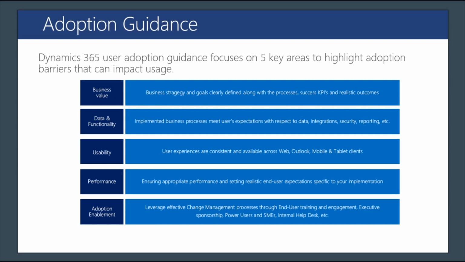And then lastly, the last key area is how do you enable adoption enablement. And this is where you really want to leverage effective organization change management processes, as part of end user training, getting your end users engaged in the process. You want to make sure you have executive sponsorship. You do things like develop your power user community and subject matter experts, and make sure that your internal help desk is able and prepared, and they understand the application so that they can assist your user community and those types of things.